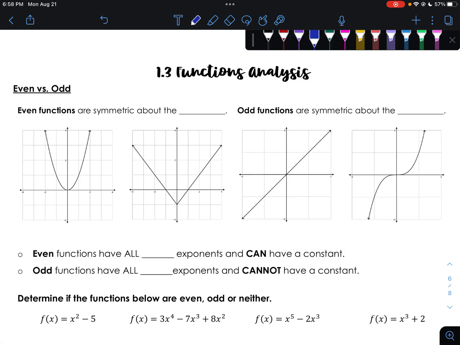Hi everyone, in this video we're going to talk about analyzing functions. So the first thing we're going to do to analyze a function is talk about even versus odd. An even function is a function that is symmetric about the y-axis.